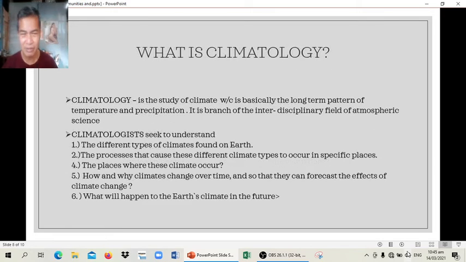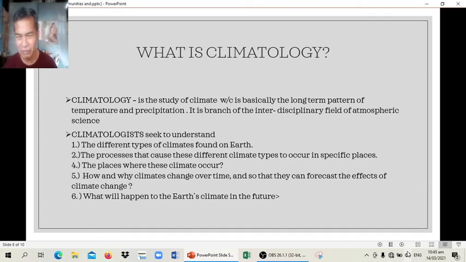The next is, what is climatology? Climatology is the study of climates, which is basically the long-term pattern of the temperature and precipitation. Kapag sinabi mong climate, a long-term pattern of temperature and precipitation. Mahabang panahon. It can be 100 years, thousands of years.